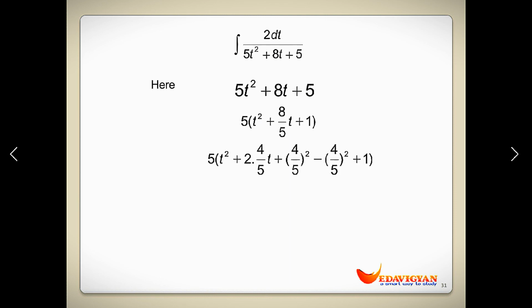This is possible to convert into a plus b whole square. Here t square will be there, 2ab is 8 by 5 t, so b value is 4 by 5, and we have to add the 4 by 5 whole square and subtract the 4 by 5 whole square, plus 1.